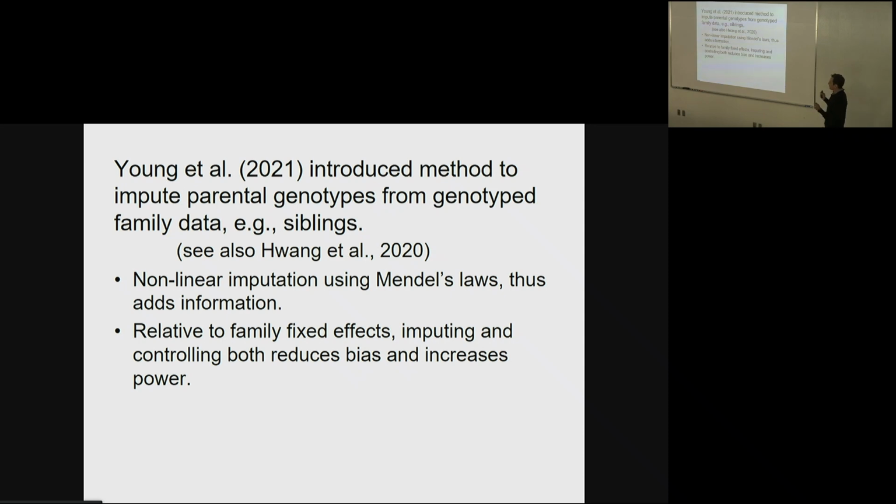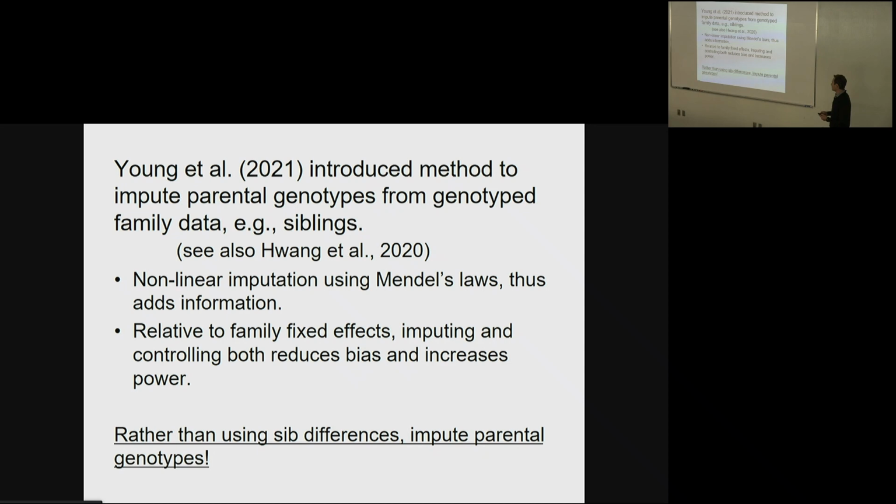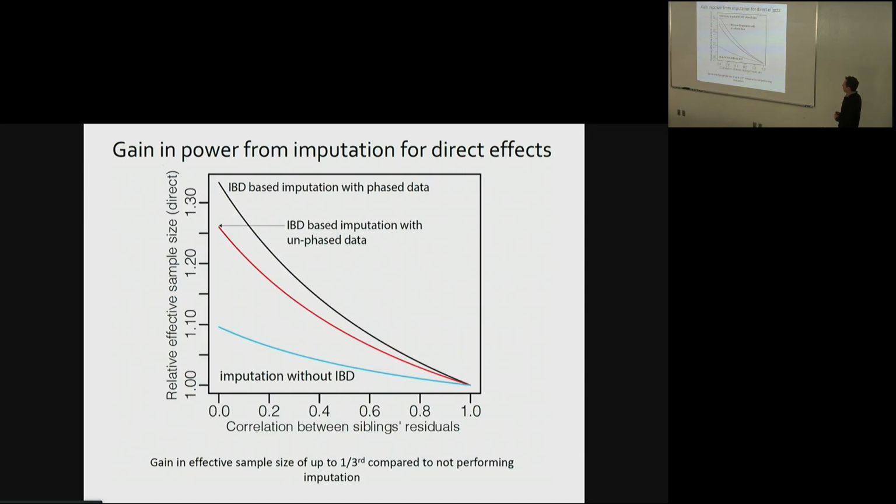So that means there's actually two advantages to doing this parental imputation when you have sibling data. First, it reduces bias because it eliminates this bias from the sibling indirect effects. And also, it increases power because it's adding some information. So, soapbox again: a lot of the papers did this, which is great. If you have sibling data, I recommend doing this parental imputation and then controlling for parental genotypes. So here's the power gain. I don't want to spend much time on this.